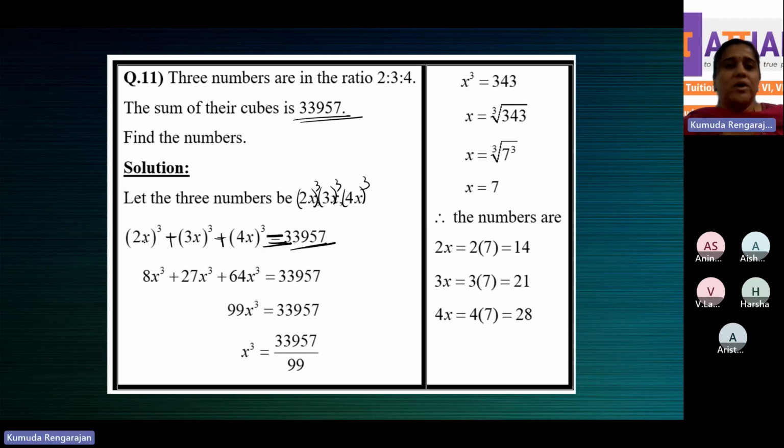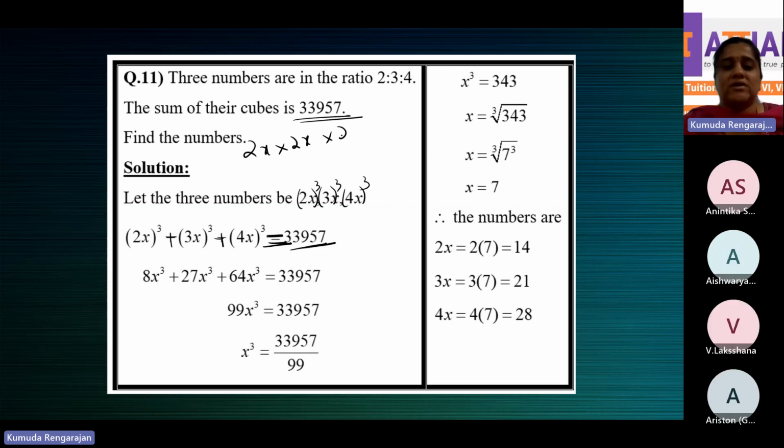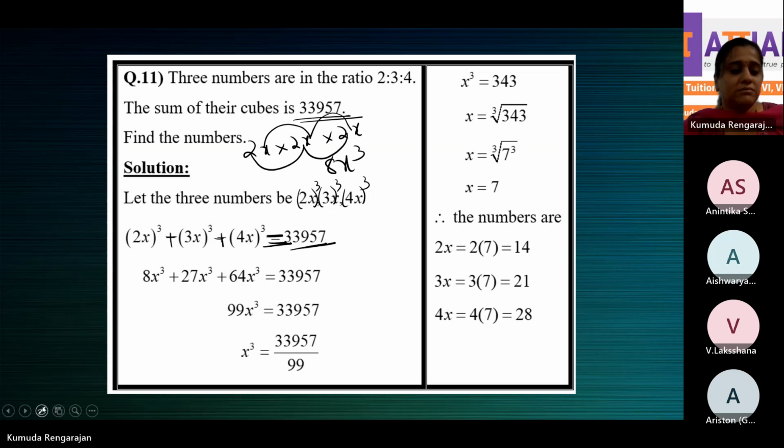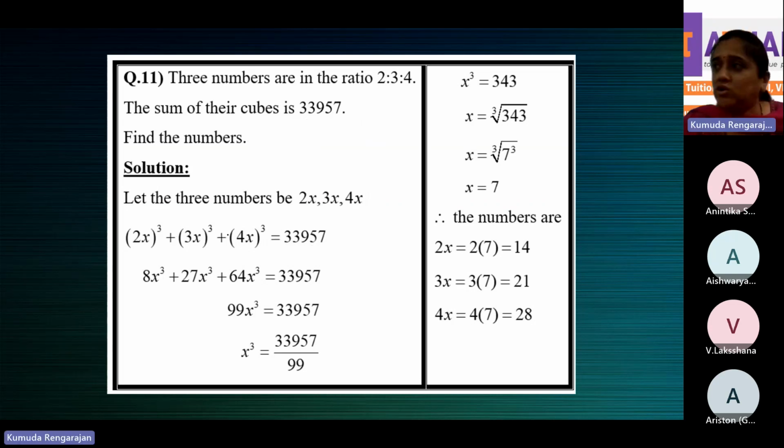So now 2x the whole cube means what? 2x into 2x into 2x. 2 times 2 is 4, 4 times 2 is 8. x into x, x squared into x, x cubed. Similarly, 3x the whole cube means 3x into 3x into 3x, and 4x into 4x into 4x.